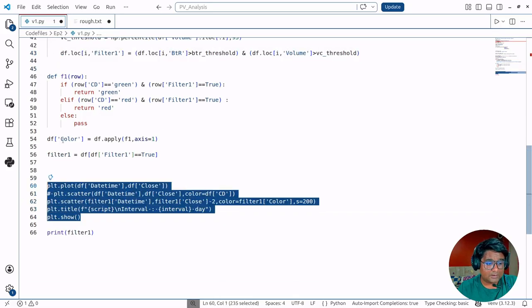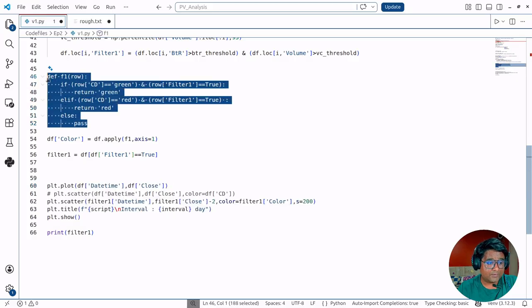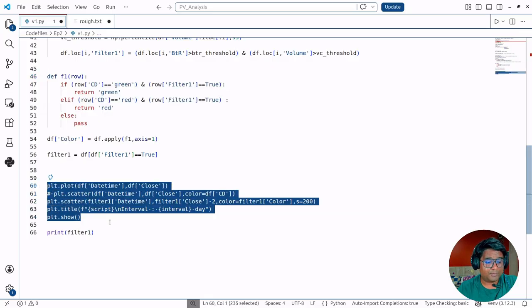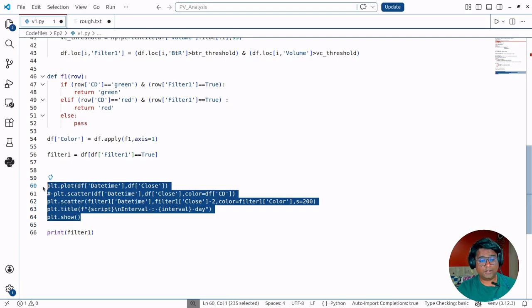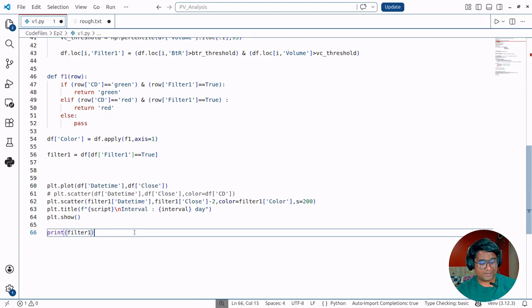This color here, I've applied this function and made another column of color. This is for plotting purpose only. And this here plots the chart. Now let's see. I'll run this code. This is now the result. I'll run this code and we will get the chart.